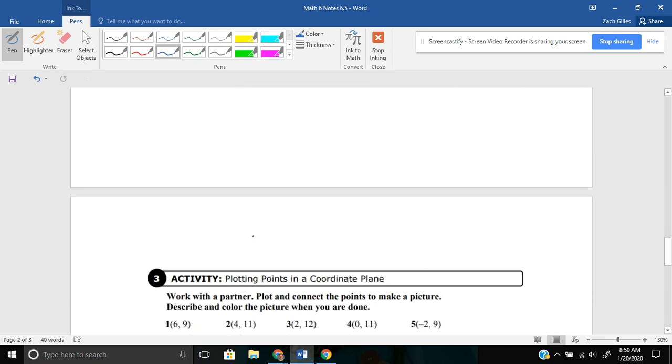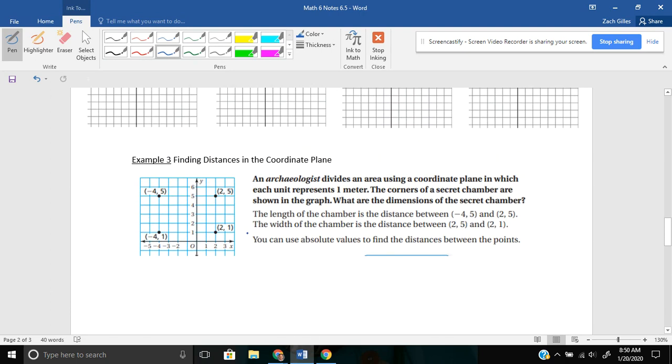Example 3 is a finding distance problem. And this will be our last one that we do together. And then I'll leave you with a kind of a practice problem for the last graphing part of it. All right. It says an archaeologist divides an area using a coordinate plane in which each unit represents 1 meter. The corners of a secret chamber are shown in the graph. What are the dimensions of the secret chamber?